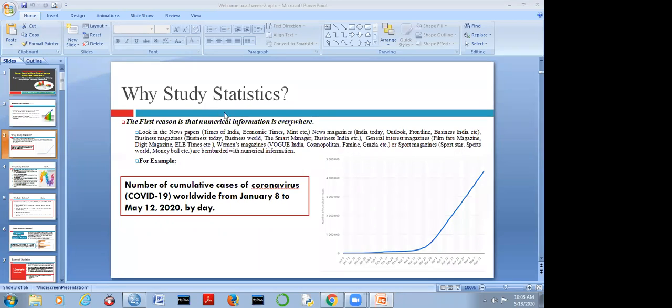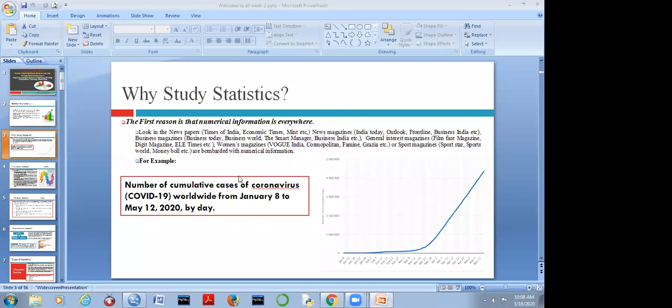Somewhere universities and colleges introduce it as a subject, or somewhere it is a complete program. For example, you get a master's in statistics, a specialization in statistics. And some universities also give a bachelor's degree in statistics.